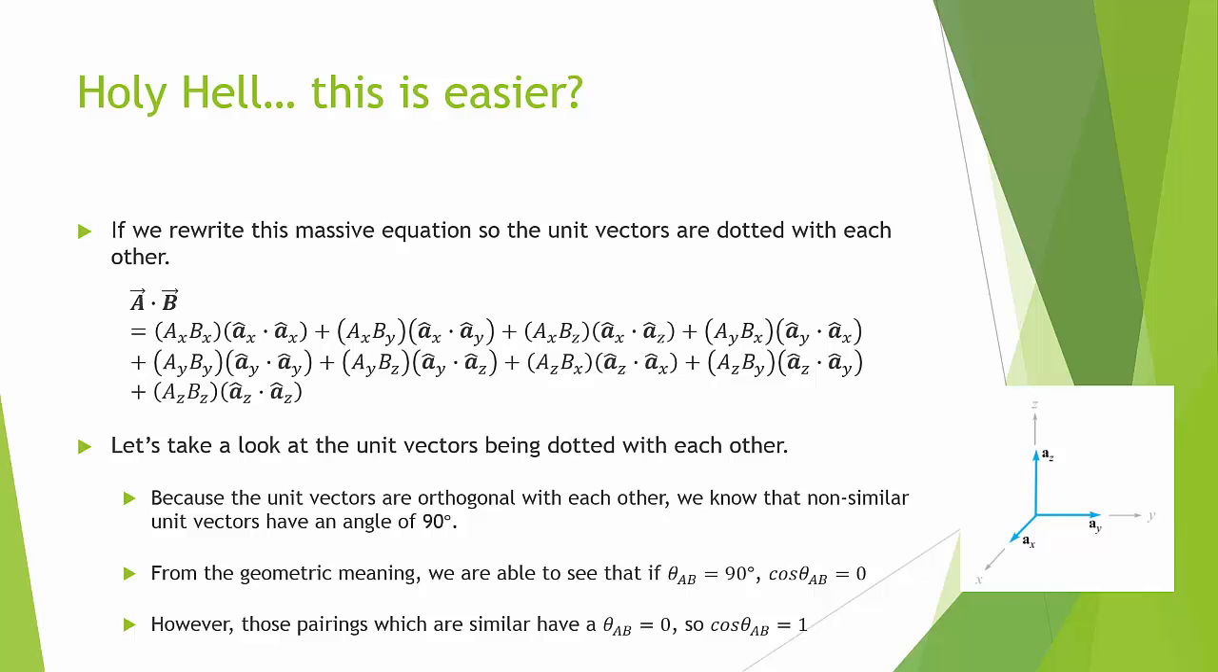So because they're at 90 degrees, if we set theta equal to 90 degrees and go back to the geometric definition, there's a cosine term. Cosine of 90 degrees is 0. That's great news. That simplifies a lot of these terms down.